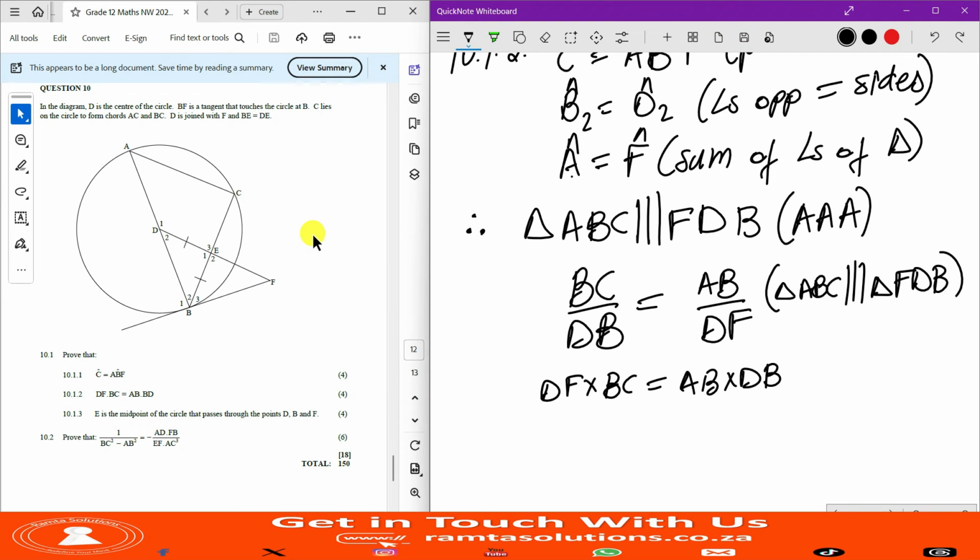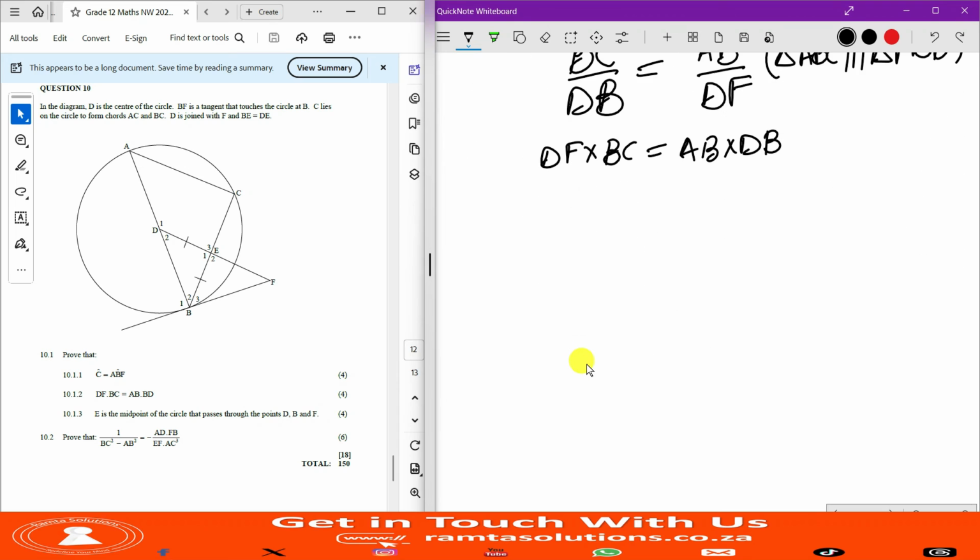Right. Great stuff. Now, this is very interesting. They say we must prove that E is the midpoint of the circle that passes through the points D, B, and F. I like this one. For 4 marks, I looked at it and I'm like, 4 marks. But it's okay.